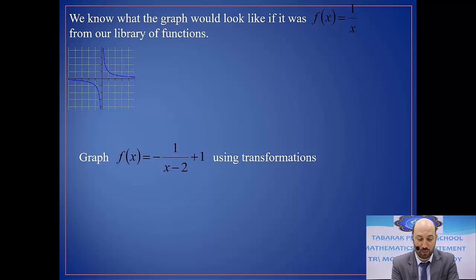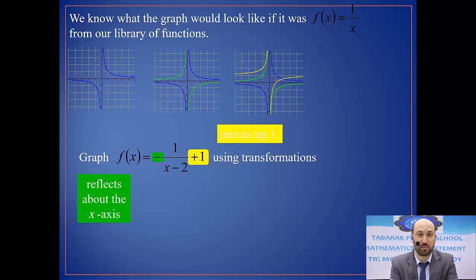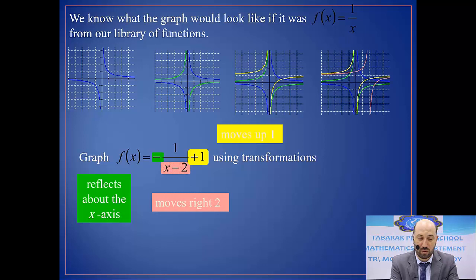So let's do it here. Reflect about the x-axis because we have a negative sign, and it becomes the green graph. Then we move it 1 unit up, and it becomes the yellow one. Then we move it to the right, and it becomes the rose one, and the answer becomes like what we have here.